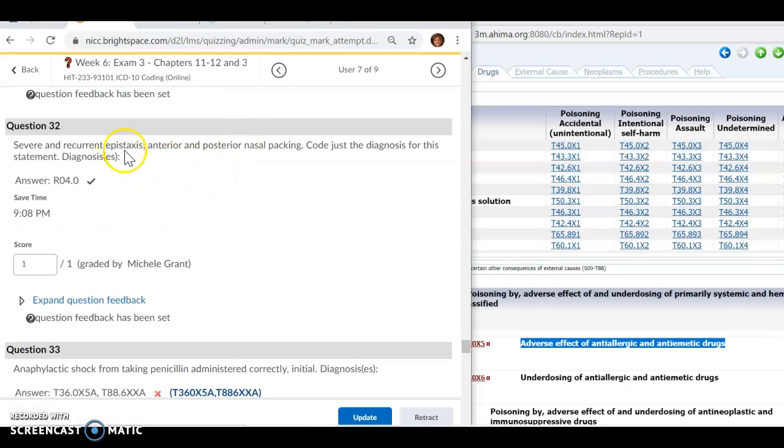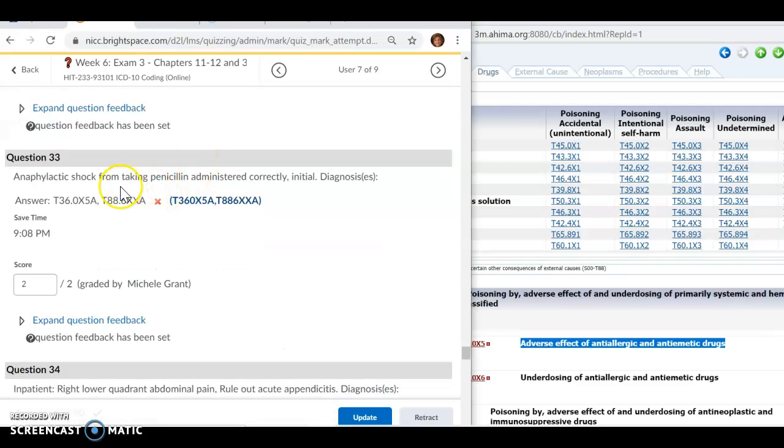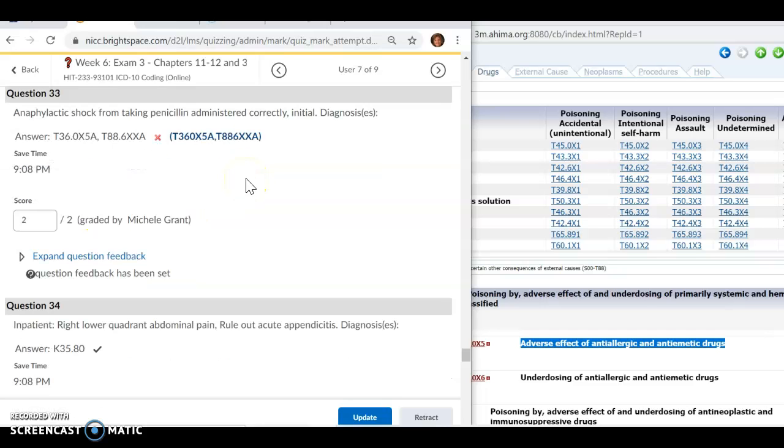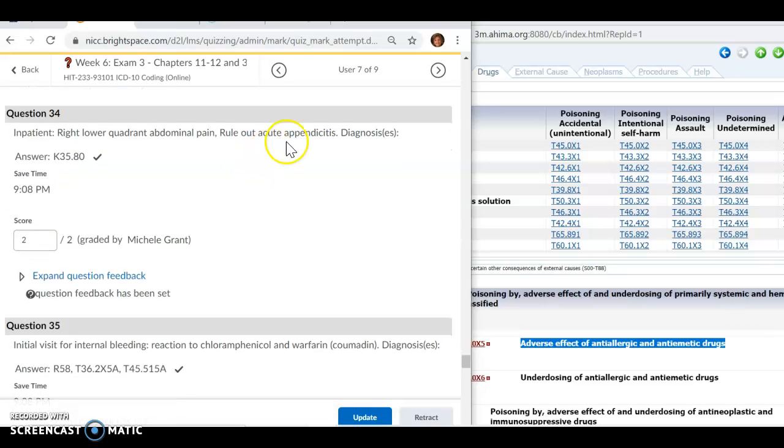Okay, so severe and recurrent epistaxis. Okay, so we have a nosebleed, right? Just the diagnosis, it states here. So that should have just been R04.0. The next one, we have shock from taking penicillin administered correctly. So once again, we have the T codes, everything. The biggest thing I saw a lot of students missing is that seventh character. So try not to forget that.